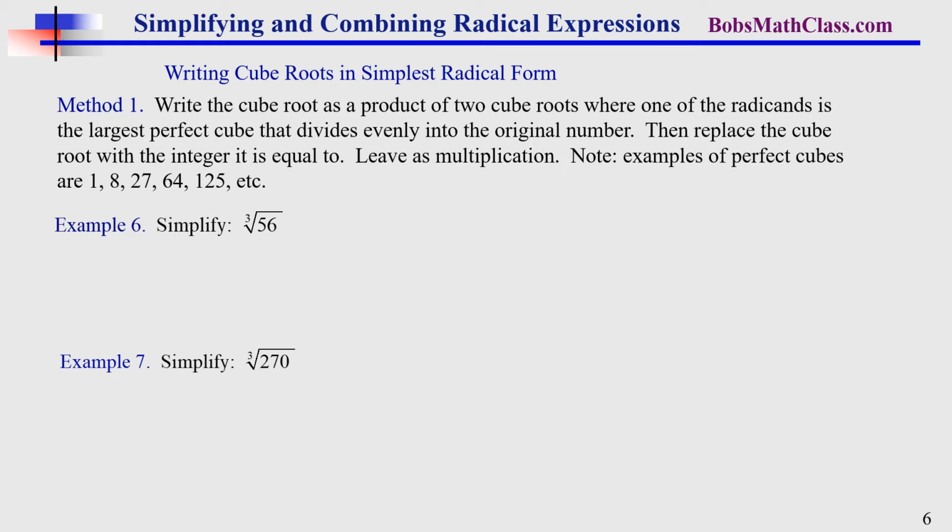Here are some examples of perfect cubes: 1, 8, 27, 64, 125, etc. Again, 1 doesn't do us any good because 1 times anything is that same number. Okay, so we want to look at the cube root of 56. What product can we rewrite it as where one of the numbers is a perfect cube?